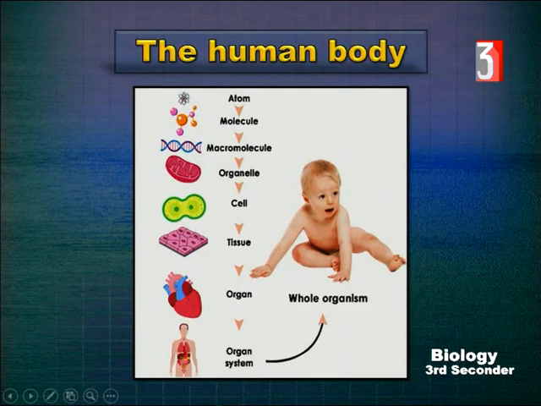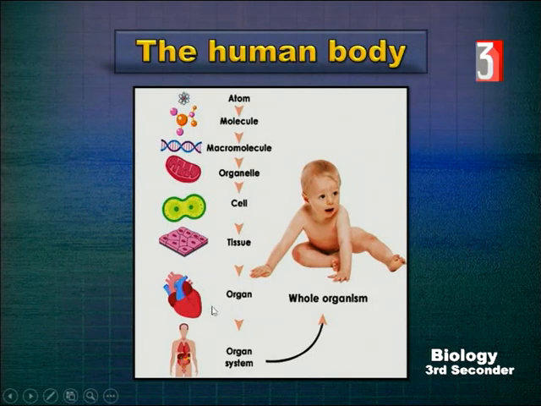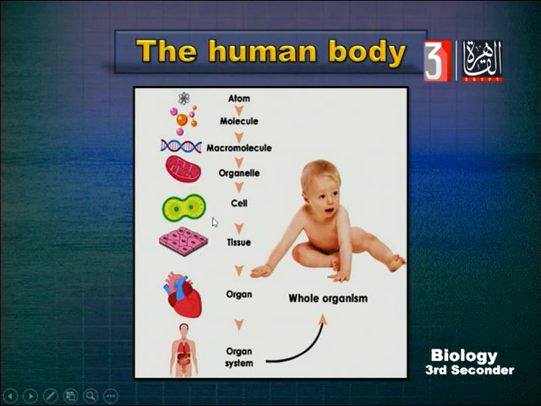Human body consists of systems such as digestive system, respiratory system, nervous system, circulatory system, and each system consists of a group of organs such as the heart in the circulatory system, and each organ consists of a group of tissues such as the heart consists of cardiac muscular tissue. Also, each tissue consists of a group of cells, and each cell consists of organelles. Each organelle consists of macromolecules, molecules, and atoms, and that is all.